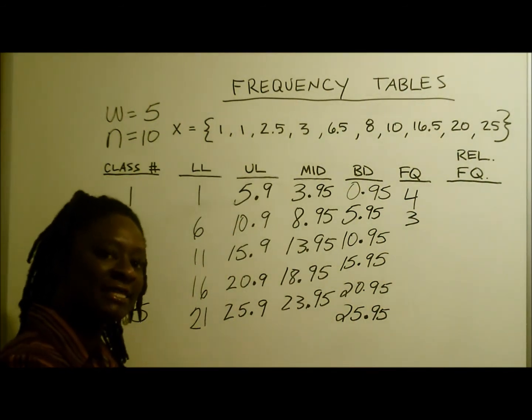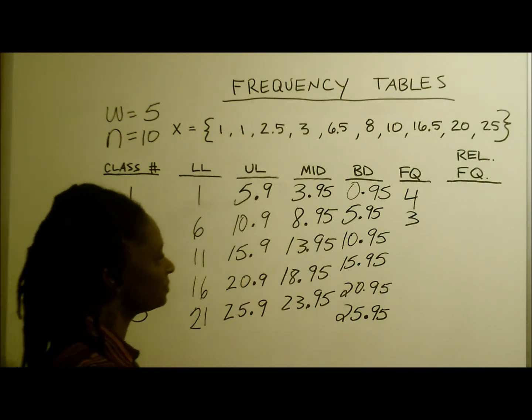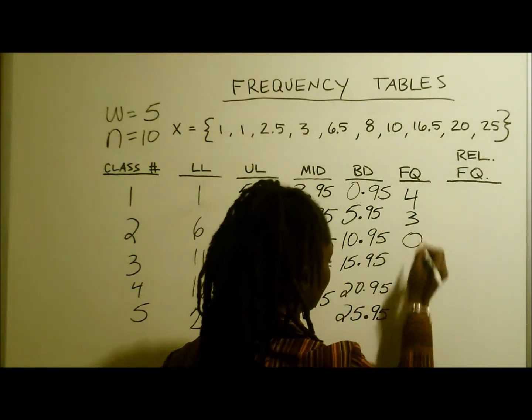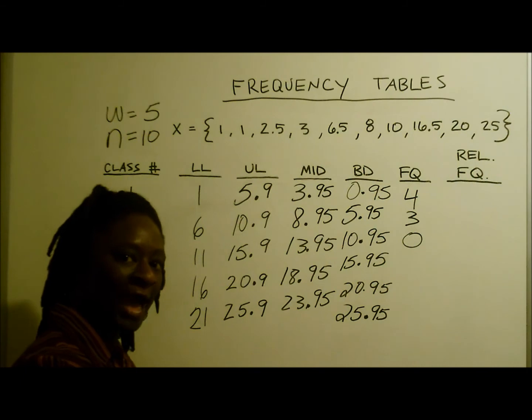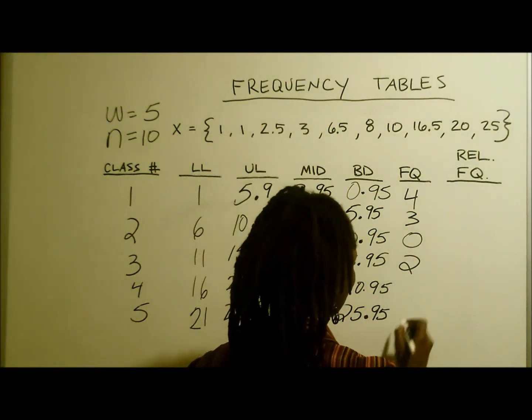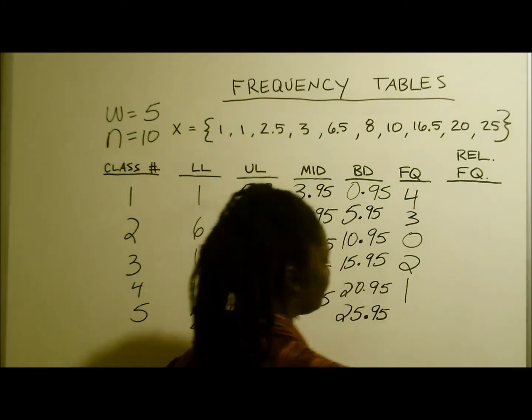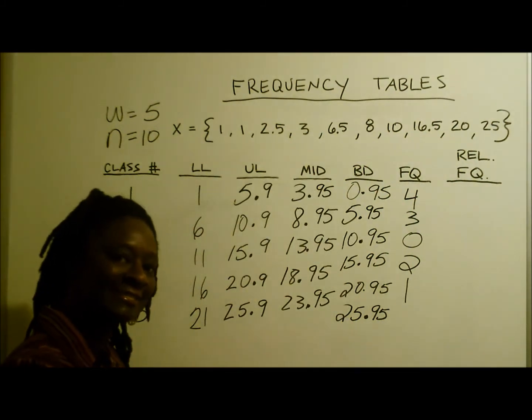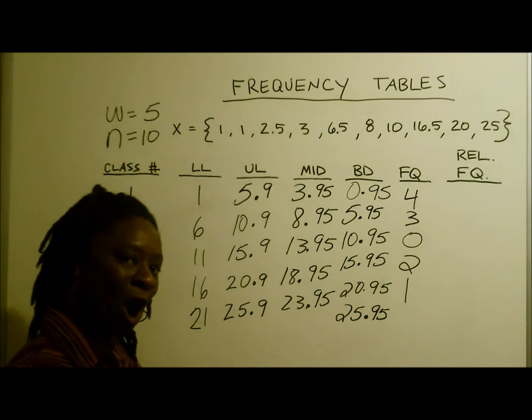Doesn't look like we have any data for class 3. Class 4 has a frequency of 2. And class 5 has a frequency of 1. It's just that simple. We're almost there.